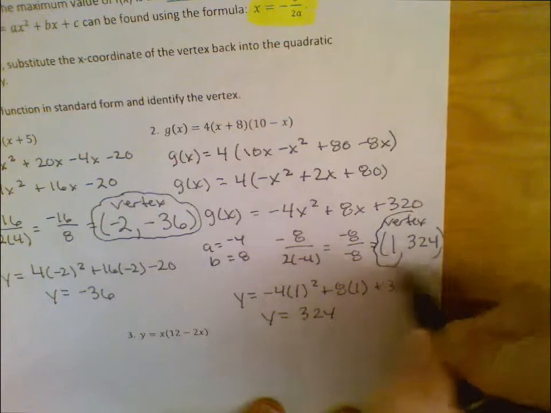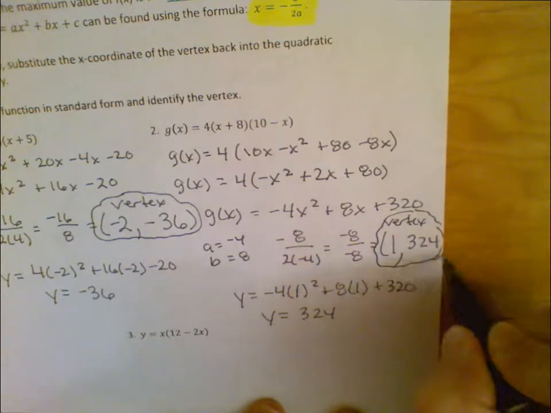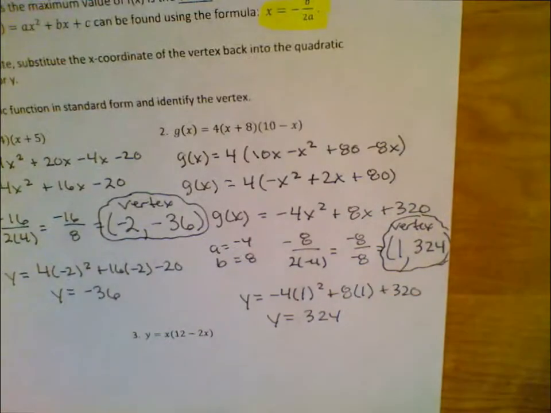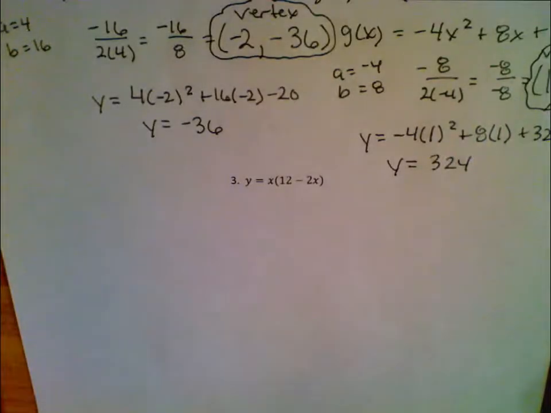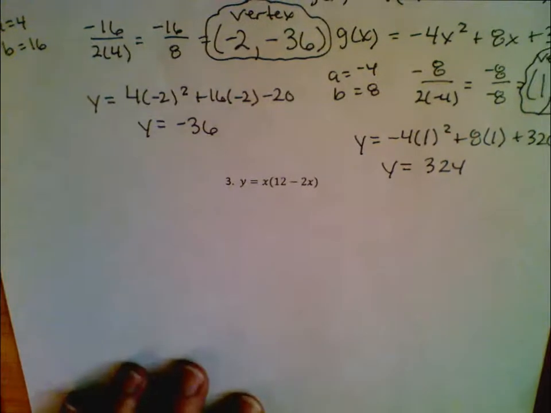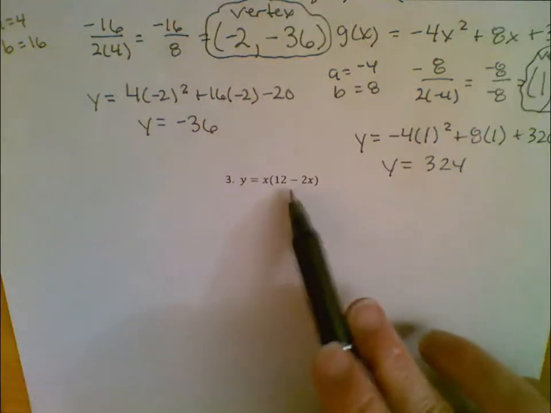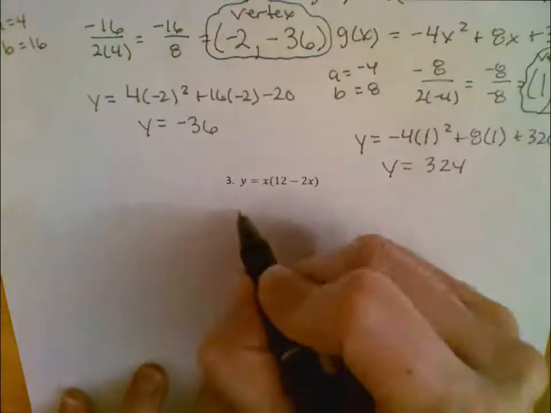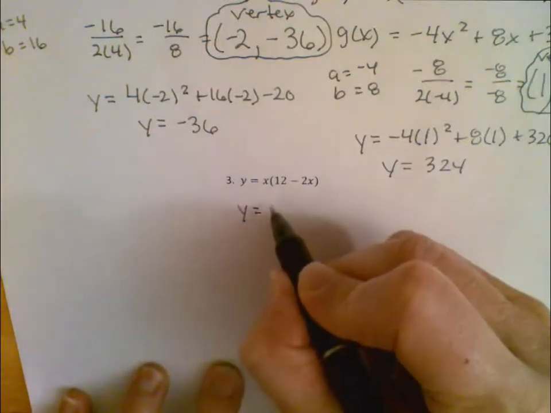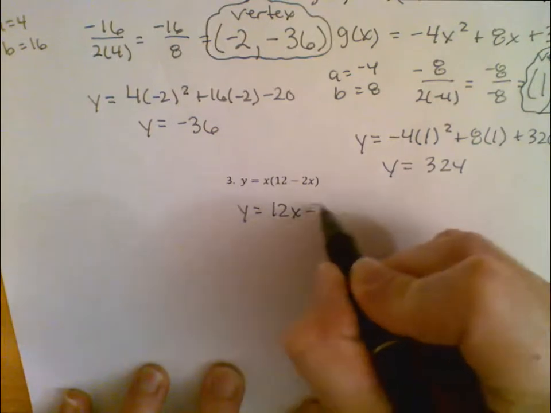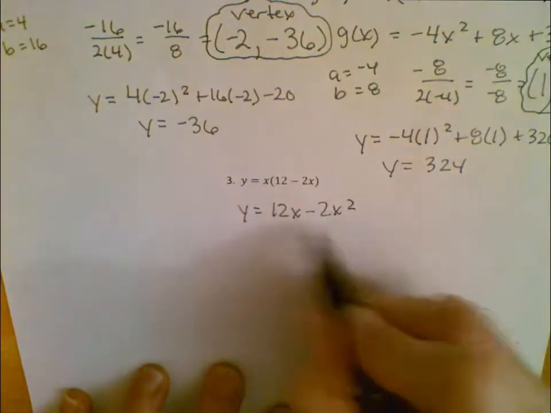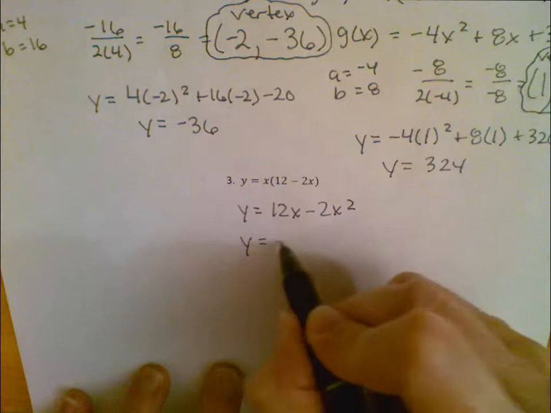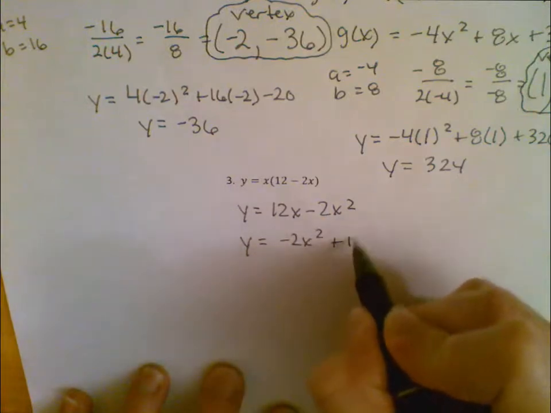Now that one would not be fun to graph because that number is kind of large. Okay, let's work on this last one. Now this one, I just have to distribute. It's not a full FOIL. I just have an x sitting out here in front. So that'll be 12x minus 2x squared. I am going to flip-flop those two just to get it in standard form.